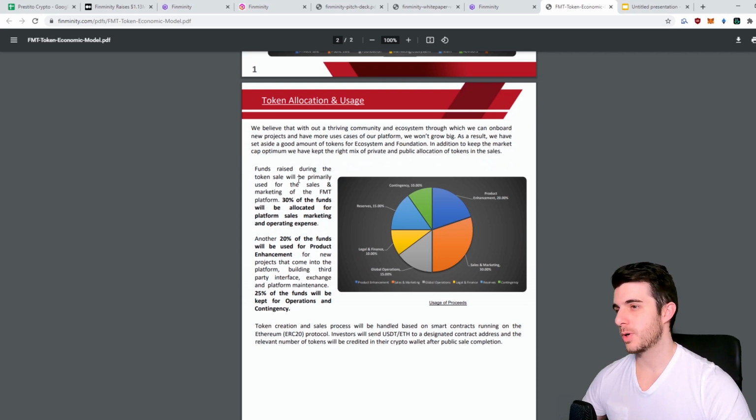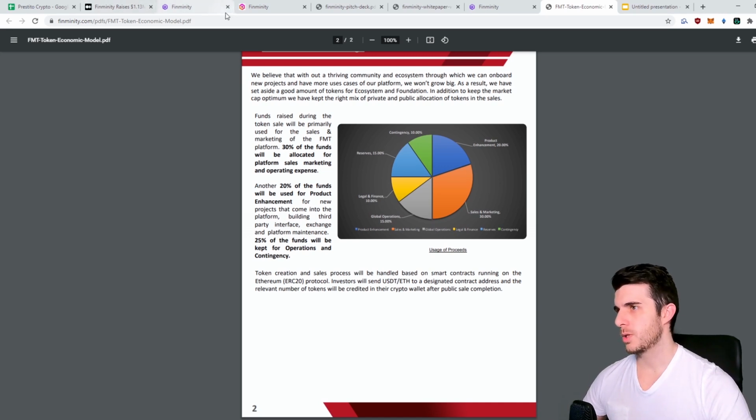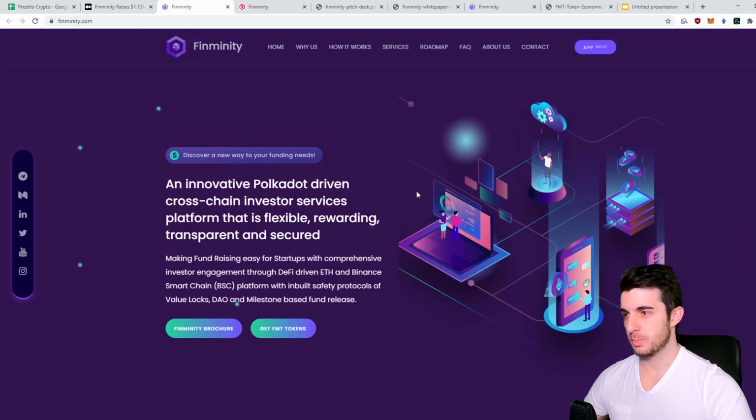So in terms of what they are raising, 30% of the funds will be allocated for platform sales, marketing and operating expense. 20% will be used for product enhancement, and 25% will be used for operations and contingency. And as they say, token creation and sales process will be handled based on smart contracts running on ERC-20, and investors will send USDT or Ethereum to a designated contract. And what to note is, obviously, at the start, they're going to be working on ERC-20, Ethereum network, and then obviously migrate over to Polkadot.